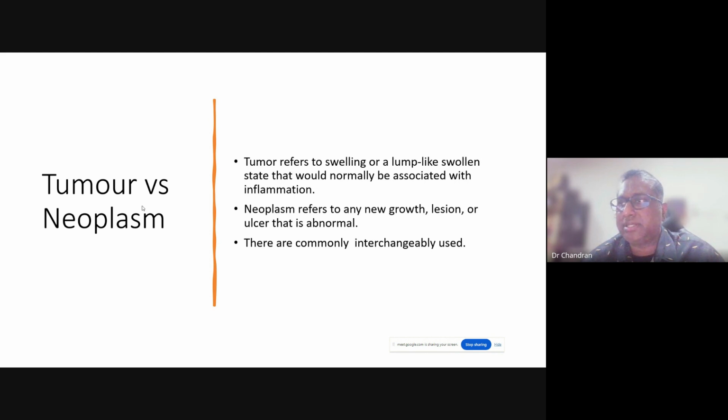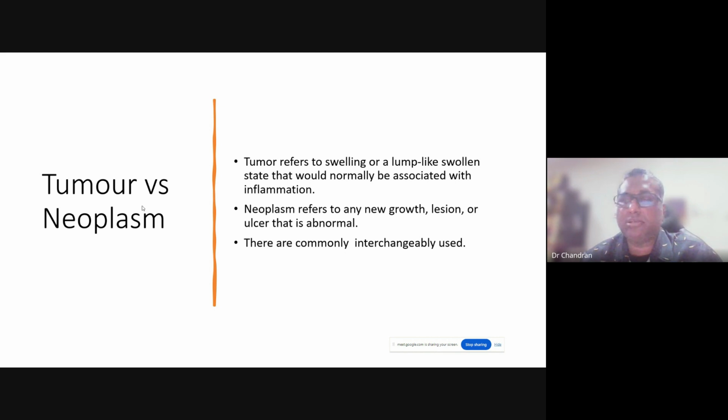Another common example is that some gastric cancers only come as an ulcer. When you look at them, they're just ulcers. But we know that they are not normal ulcers. They are very cancerous ulcers. But we can't call them tumor because there's no growth there, right? So that's why the word neoplasm comes up.